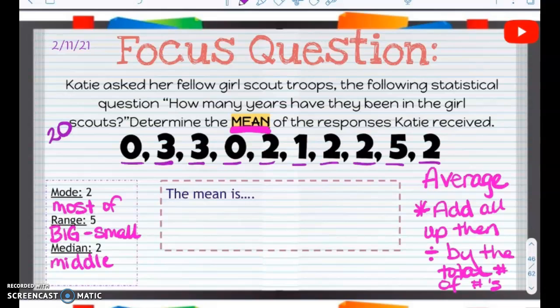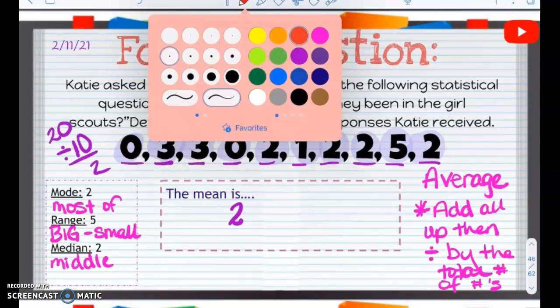Now we're going to divide them. Divide 20 by the total number there are. So there's 1, 2, 3, 4, 5, 6, 7, 8, 9, and 10. So what is 20 divided by 10? Well, 20 divided by 10 is going to be 2. So our mean is going to be 2. And that's going to be it for our focus question.